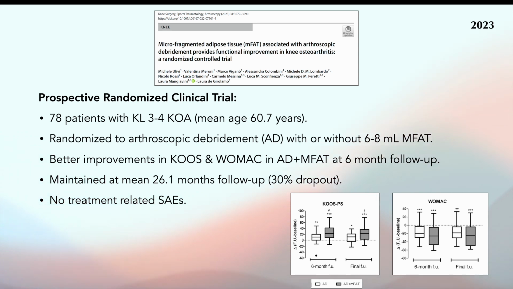And then finally, this prospective randomized controlled trial, 78 patients with severe knee osteoarthritis, randomized to receive arthroscopic debridement with or without MFAT, showing better improvement when the MFAT was combined with the surgery at 6-month follow-up. And these benefits were maintained at the greater than 2-year follow-up without any significant safety issues.